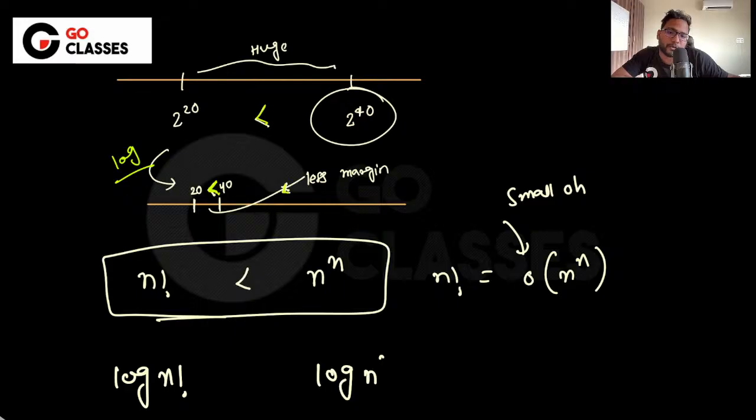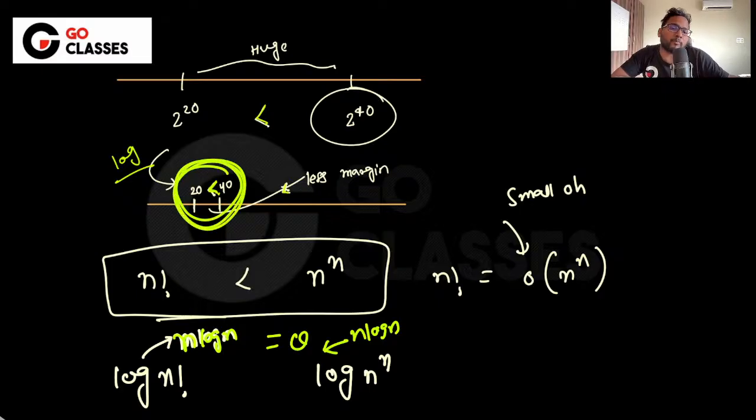then what's going to happen? After taking the log, numerically it is greater, but actually asymptotically this is n log n, and this is also n log n. Both are actually n log n. After taking the log, both are n log n only. Basically after taking the log, they are theta. If the margin is less after taking the log, it may be theta also. They may become asymptotically equal.